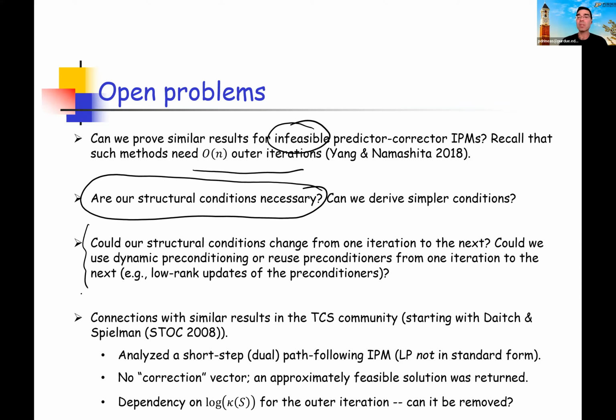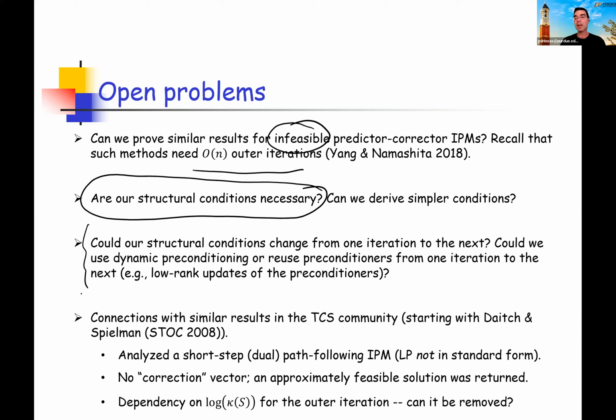Can the structural conditions change from one iteration to the next? At this point, at every iteration, I'm essentially assuming the same error. There is no reason to do that. Experimentally, actually, we saw that early on, in the early iterations, you need more accuracy than later on. So in the early iterations, you need to be accurate. You need to follow the central path fairly closely, if you will. Whereas in later iterations, you deviate a little bit, it doesn't matter. I mean, the algorithm will fix itself.